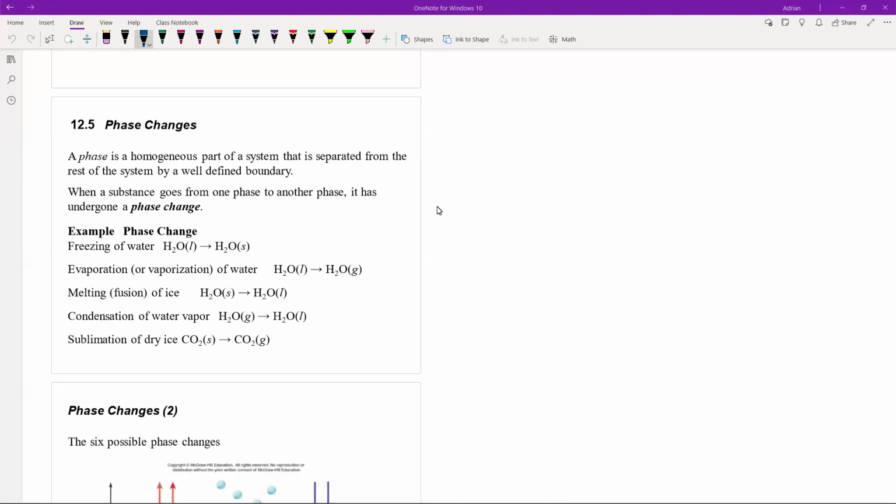Now we're going to take a look at the different phases and the changes between those different phases. So as a quick reminder, we often use phase and states interchangeably, but they technically don't mean the same thing. But for our intents and purposes, they do mean the same thing, right? So a phase or state.